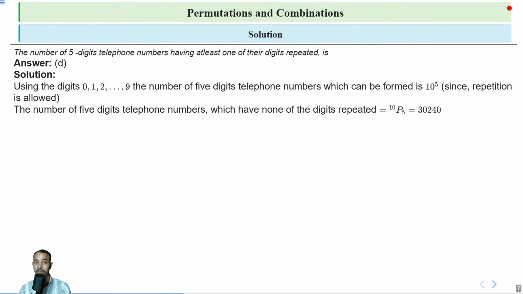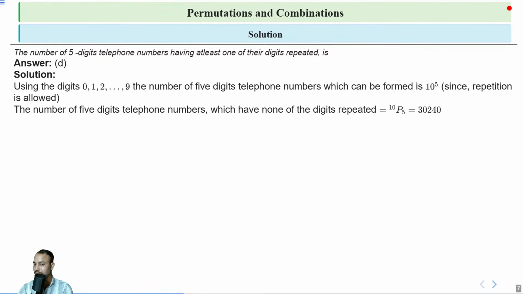That is basically you have to select and then arrange. So 5 digits from 10 different digits. That is 10P5 ways. So the number of 5 digit telephone numbers which have none of the digits repeated is 10P5.